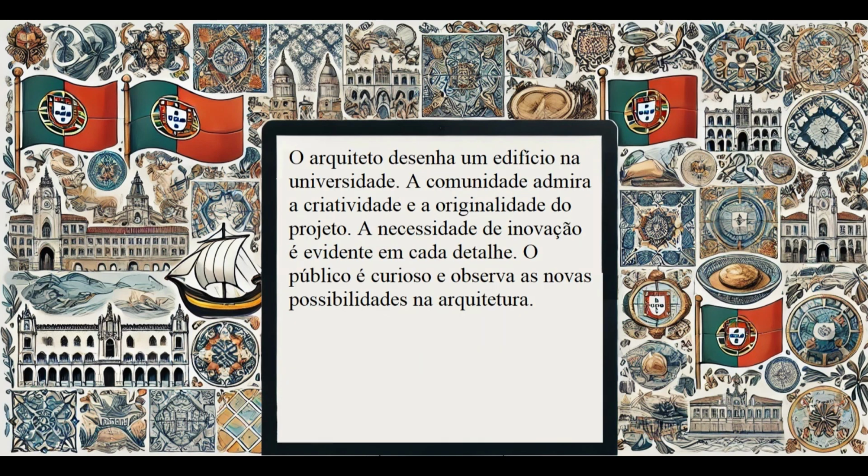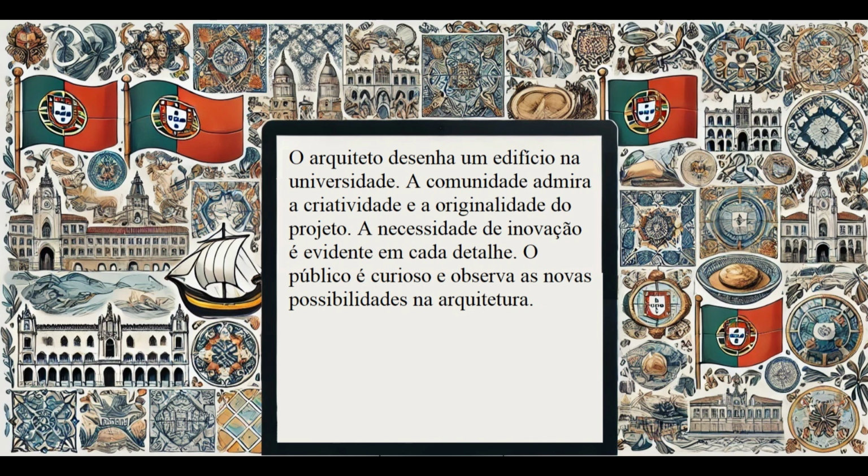Now, let's see how many words you can figure out from this short story. You know more than you think. Try to guess the meanings of the words we haven't encountered yet. O arquiteto desenha um edifício na universidade. A comunidade admira a criatividade e a originalidade do projeto. A necessidade de inovação é evidente em cada detalhe. O público é curioso e observa as novas possibilidades na arquitetura.